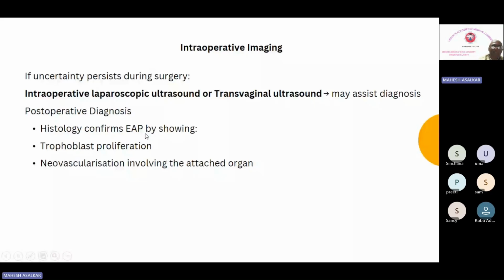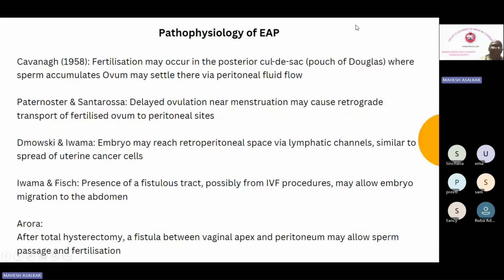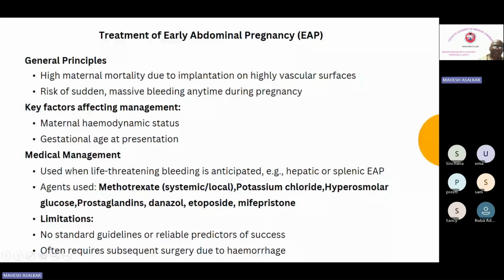Pathophysiology of ectopic pregnancy: generally pathophysiology will not be asked, so we will not go into the detail. You can read this later on. Then coming to the treatment of early abdominal pregnancy. What are the general principles? High maternal mortality due to implantation on highly vascular surfaces, with risk of sudden massive bleeding anytime during the pregnancy.